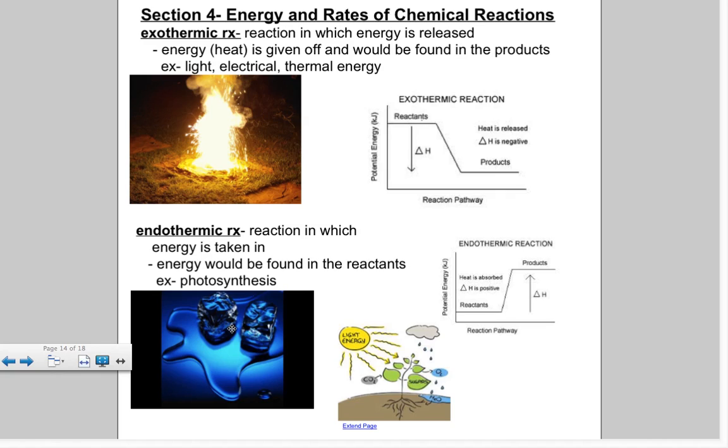So the other way of thinking of it, exothermic releases heat or gives off energy, and endothermic takes in heat or absorbs the energy so it will feel colder to the touch.